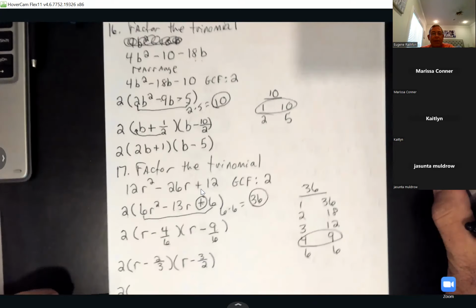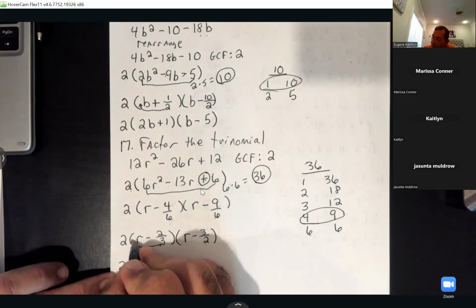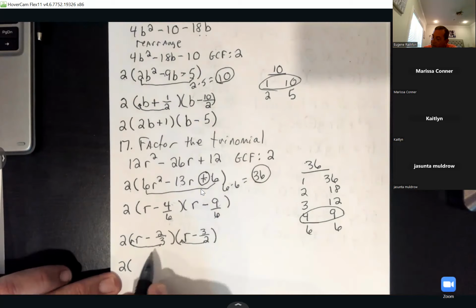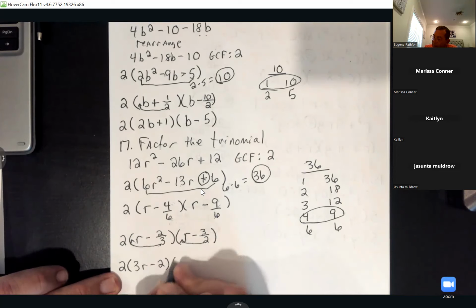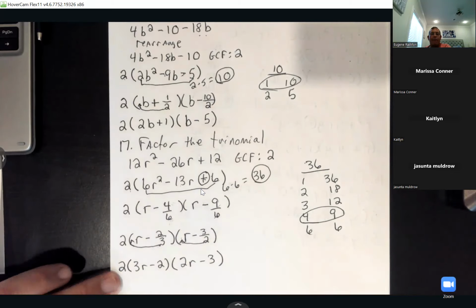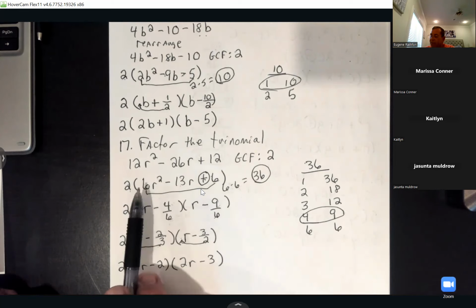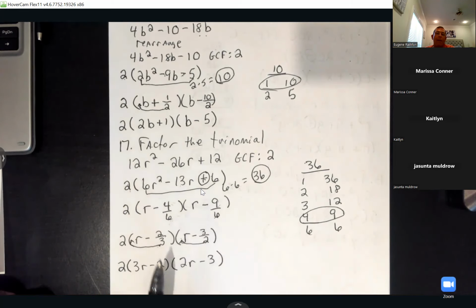Now, let me bring this down just a little. Remember, my last step, since I got fractions, is to bring my numbers in front of the variable. So this one will give me a 3r minus 2. This one will give me a 2r minus 3. Okay, so borrow the 6, get all your numbers, but then divide that 6 back out. Now, since both of these reduced as fractions, the denominator went in front of the variable on both fractions, okay?